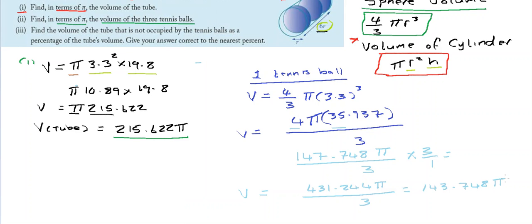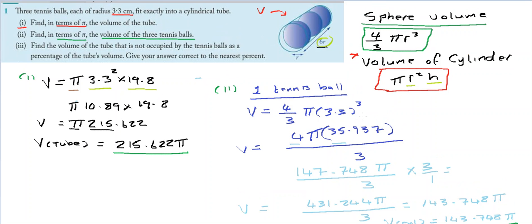143.748 pi. So then what we can say is that the volume of the cylinder, CYL, just abbreviated, in terms of pi is equal to 143.748 pi. Okay, so that's in terms of pi. That's what it looks like here. This is your answer. So this part down here is what your answer is going to be for part 2.